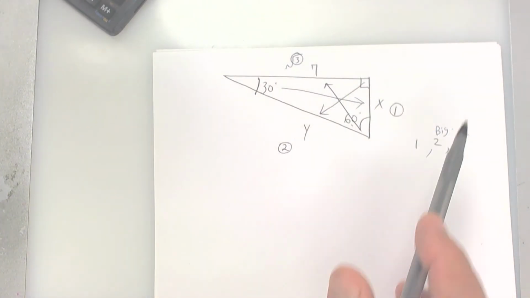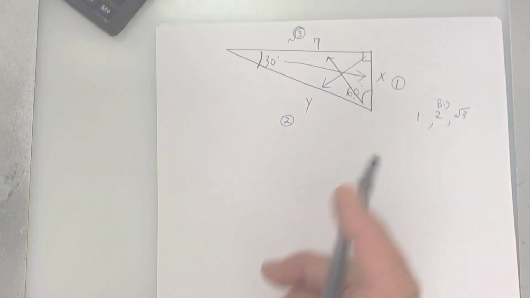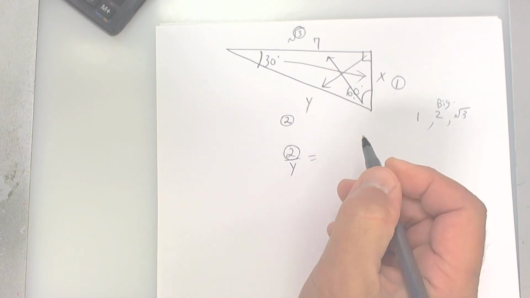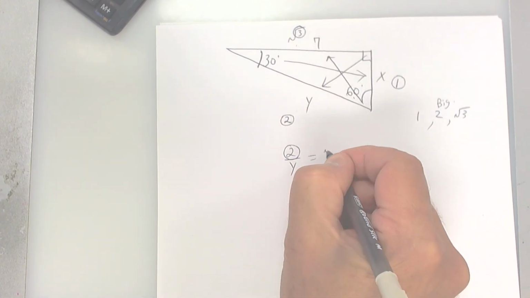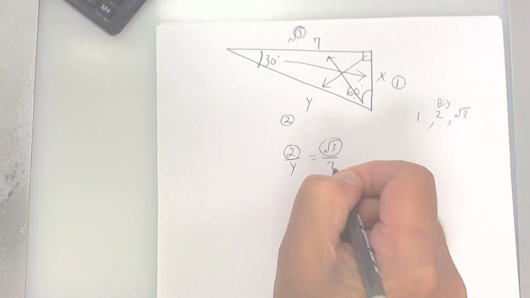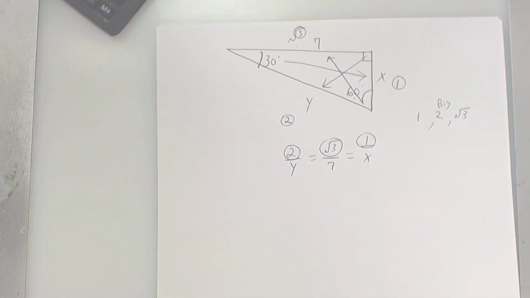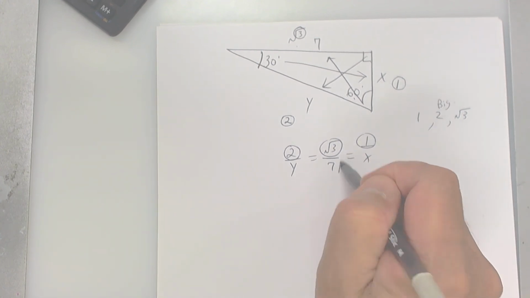Put your circles on the top. And it doesn't matter which one you start with. So I'm going to start here. So 2 over y equals square root of 3 over 7 equals 1 over x. Copy that down. All right, now, this one right here, you have both numbers.